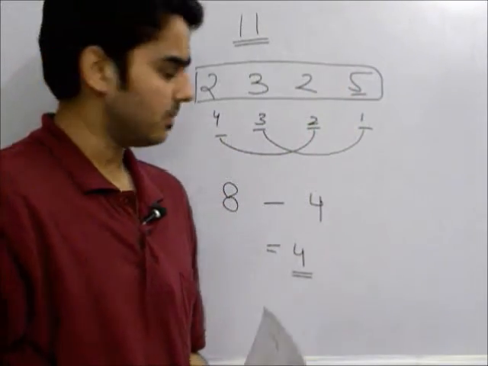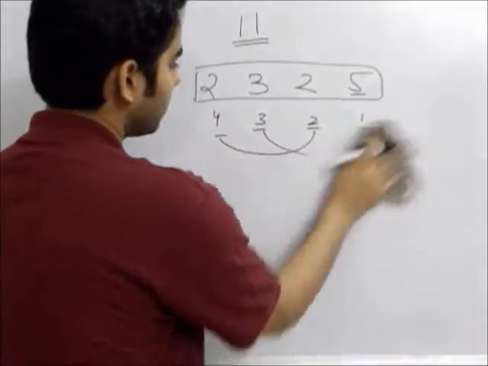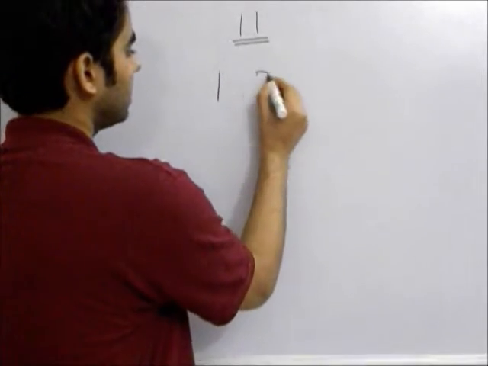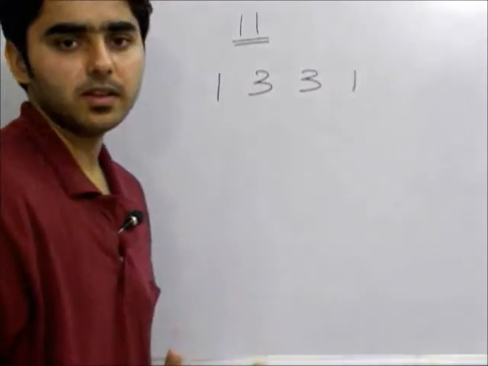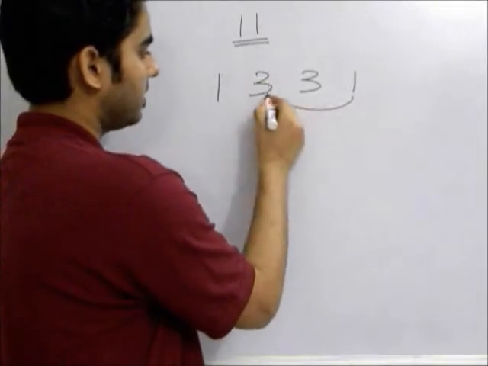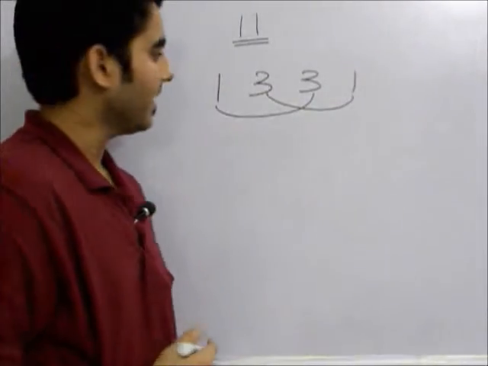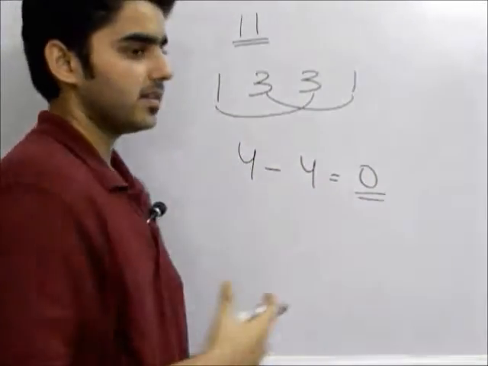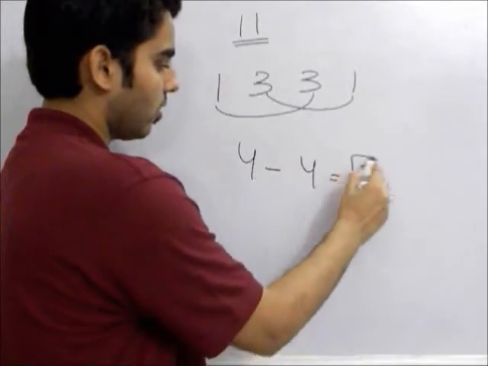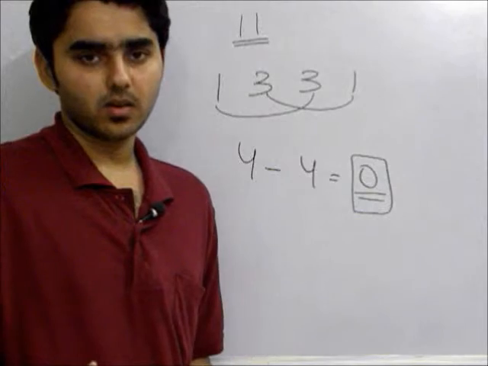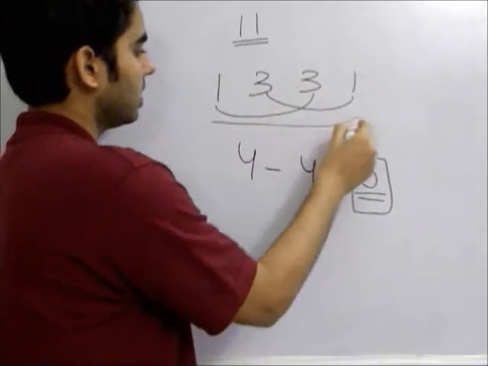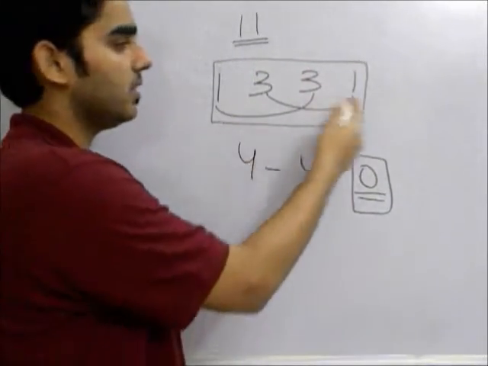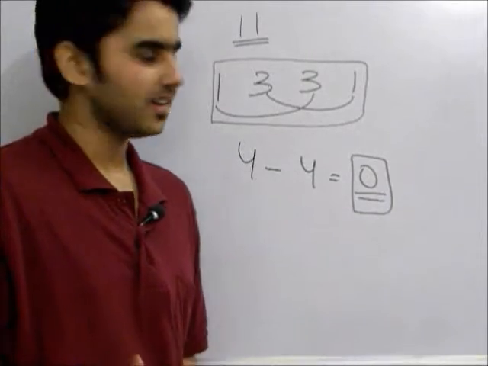Does that make sense? Let me do this with a number which is divisible by 11, which I know. So is 1331 divisible by 11? Let's see. 1 and 3, 3 and 1. So that gives us 4 minus 4, which is 0. As I said, if the number is 0 or a multiple of 11, then the whole number is divisible by 11, right? So 1331 is divisible by 11.